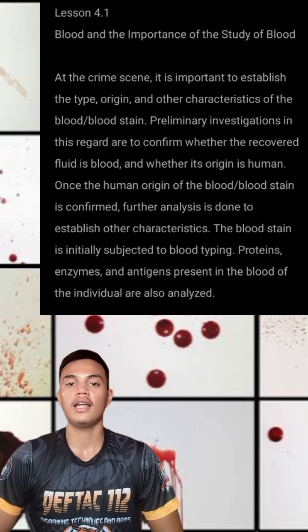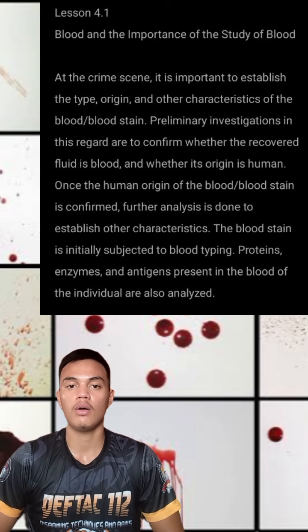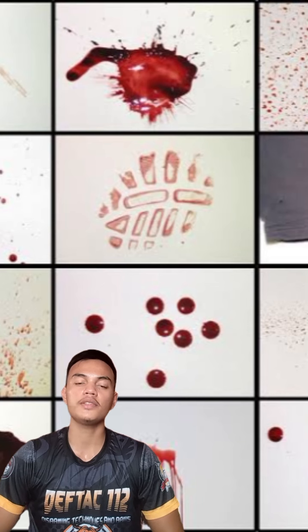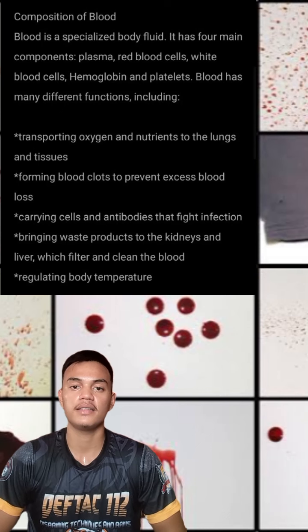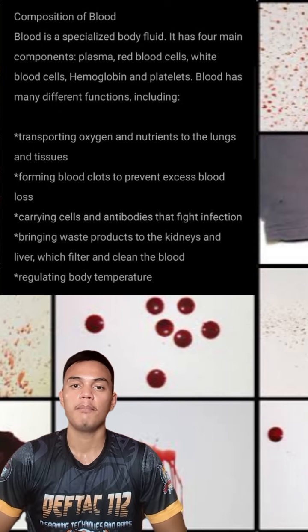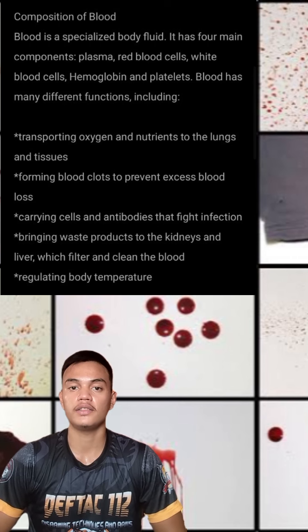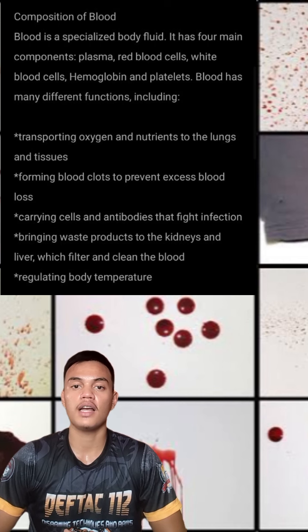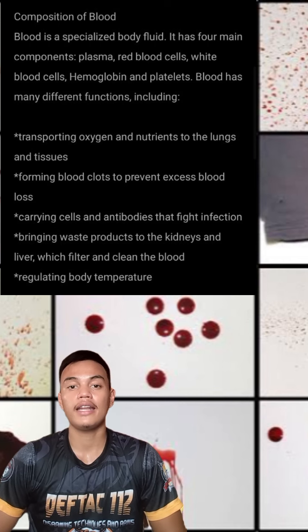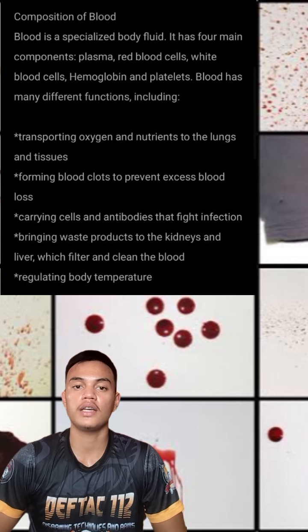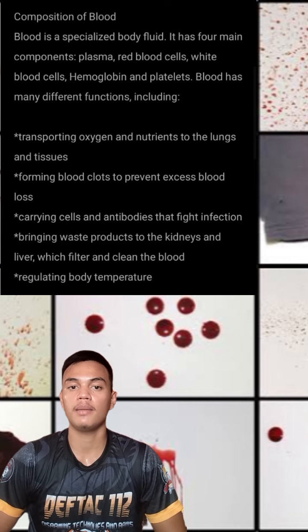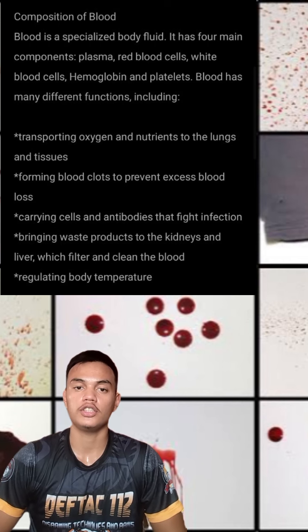Proteins, enzymes, and antigens present in the blood of the individual are also analyzed. Composition of blood. Blood is a specialized body fluid and has main components of plasma, red blood cells, white blood cells, hemoglobin, and platelets. Blood has many different functions, including transporting oxygen and nutrients to the lungs and tissues, forming blood clots to prevent excess blood loss, carrying cells and antibodies that fight infection, bringing waste products to the kidneys and liver, which filter and clean the blood, and regulating body temperature.